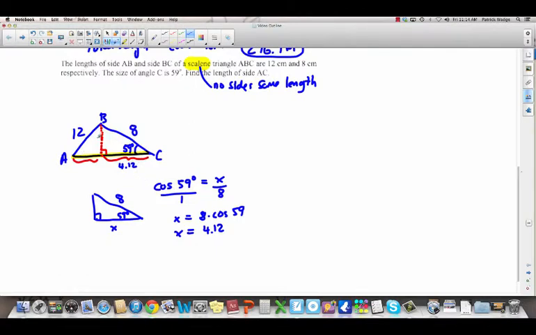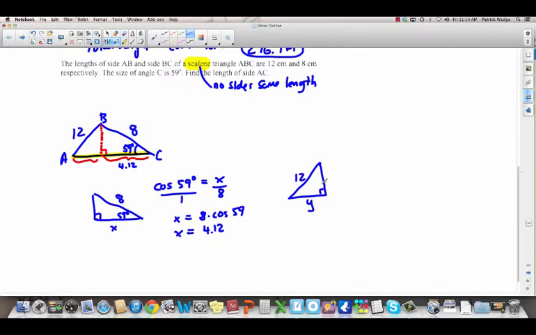Great. Now all we have to do is get this amount down here. So let's draw that triangle. I'll draw it over here. What do we know in that triangle? Well, we know it's a right angle. Great. We know we want to know this amount down here. Let's call it y. We know this is 12. And what else do we know?